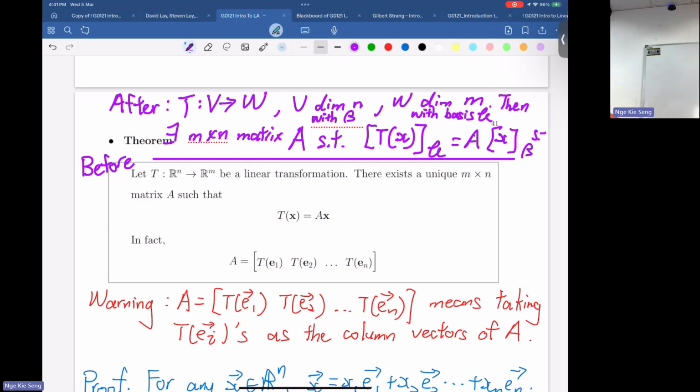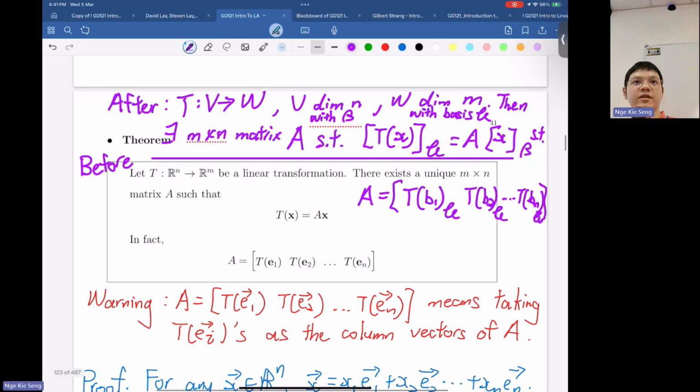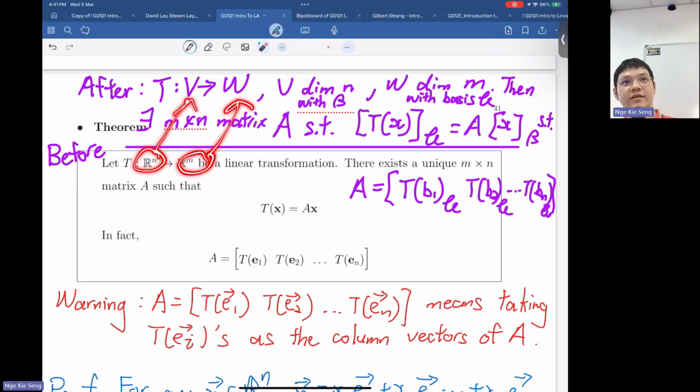I won't tell you what A is, such that A is equal to, okay, let's put it nearer so that you can compare. So A in this case will be equal to T of B1 in C, and then T of B2 in C, up to T of Bn in C. Can you see the similarity between these two? First of all, we abstract the idea of Rn and Rm. We go to general vector space.